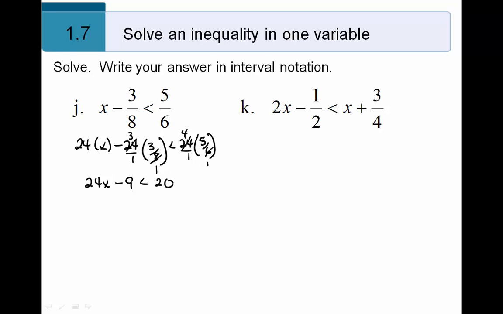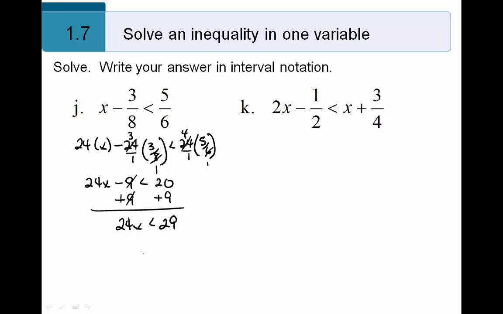Okay, we've eliminated the fractions. There are no grouping symbols, nor are there any like terms on the same side of the inequality. So step 1's done. Let's move to steps 2 and 3. Let's get the variable term on one side and the number on the other. Since my only variable term is a positive 24x, I want to leave it on the left and move all the numbers to the right. To accomplish that, we need to get rid of the negative 9, so we'll put a positive 9 on both sides. The 9's cancel, leaving 24x is less than 29.